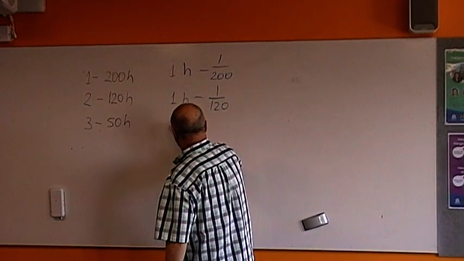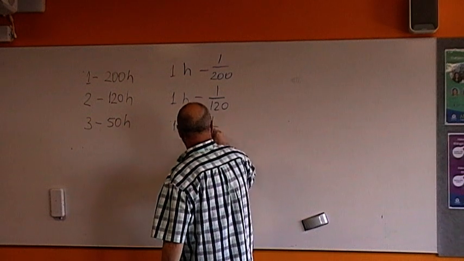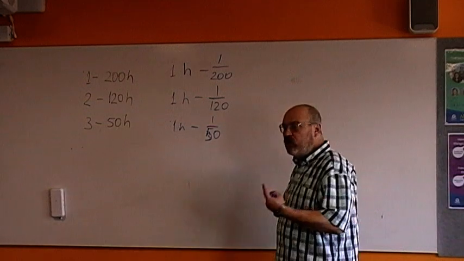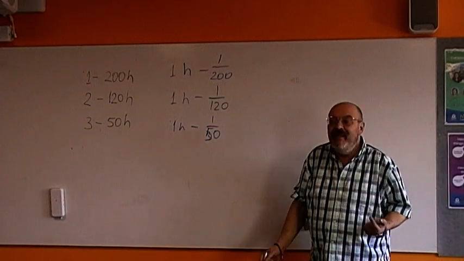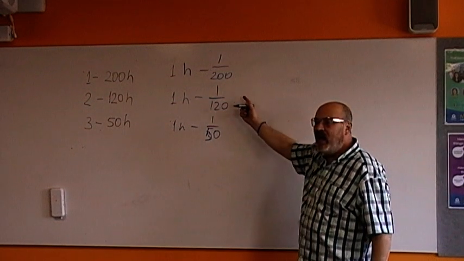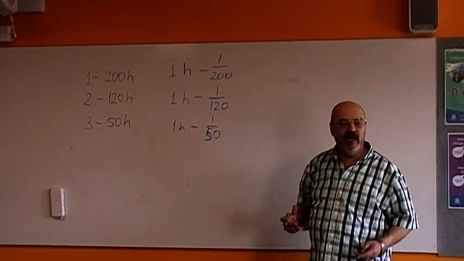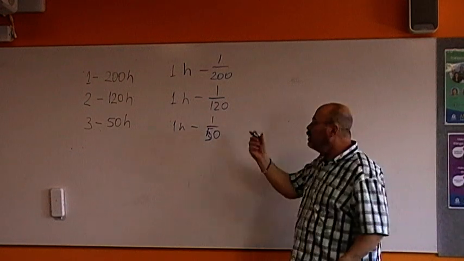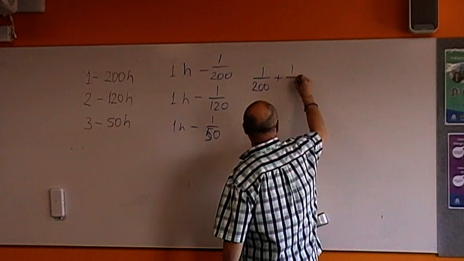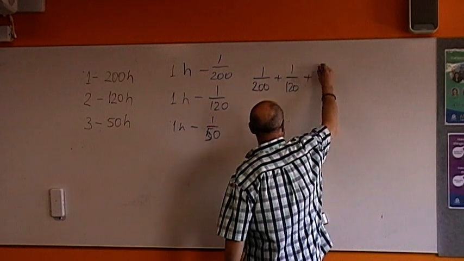And the third one in 1 hour, 1/50. So add them all together. How much will they fill in 1 hour together? Now we can add, because that is all in 1 hour. So we find how much they fill all three in 1 hour. So we do 1 on 200 plus 1 on 120 plus 1 on 50.